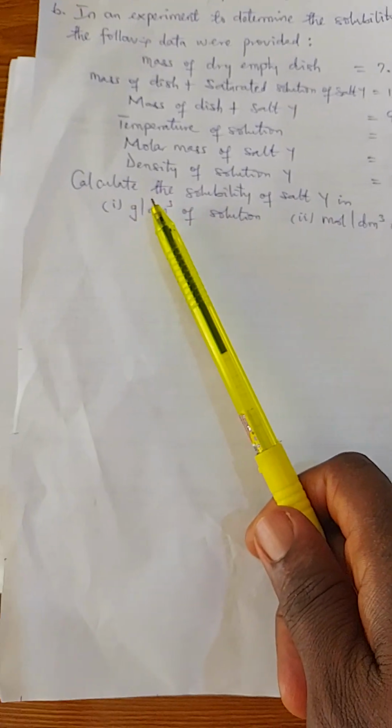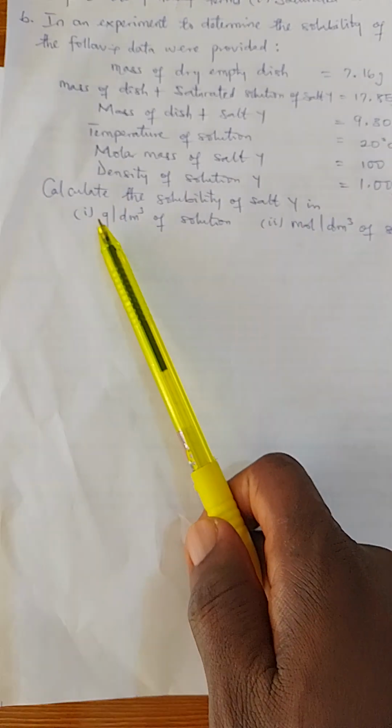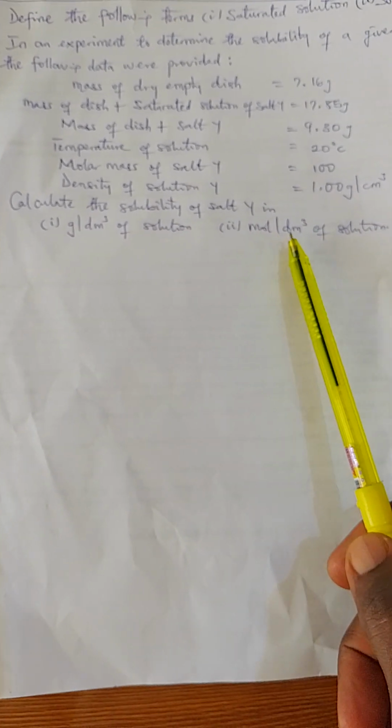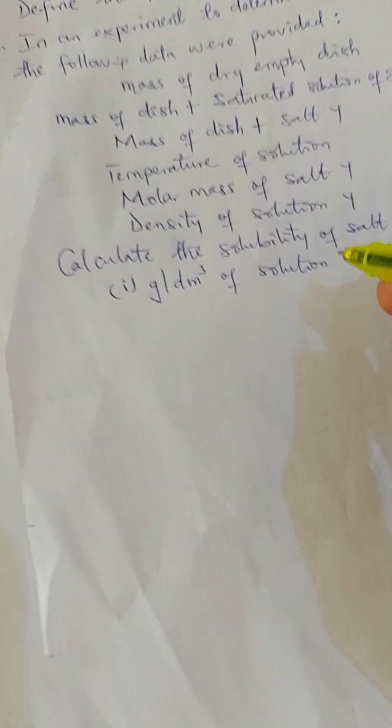Then the question goes as follows. It says calculate the solubility of salt Y in Roman figure 1, gram per dm cube of solution, Roman figure 2, mole per dm cube of solution. What you have here is very simple. Let's solve it together. So let's see the solution.